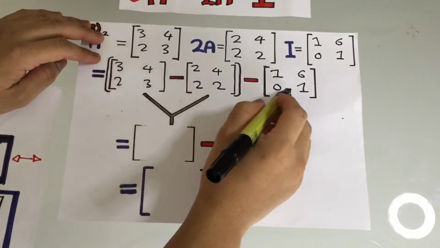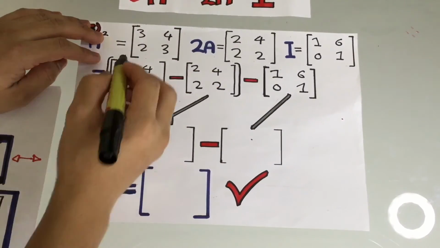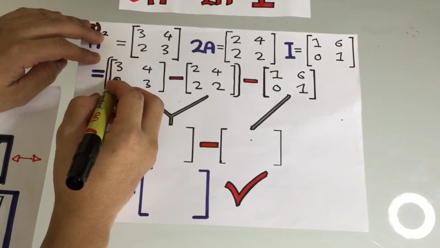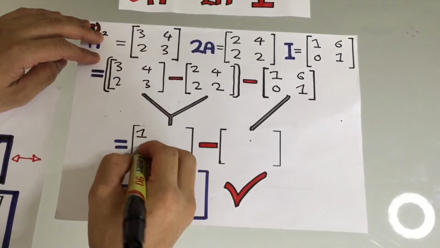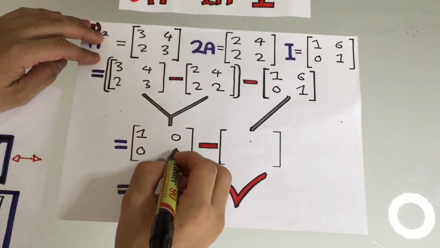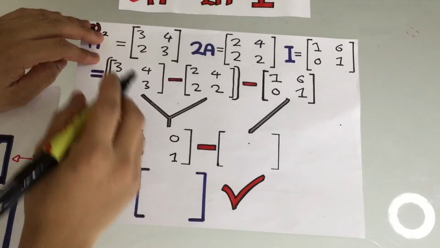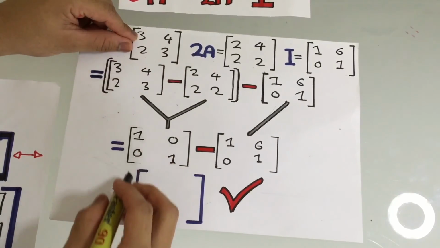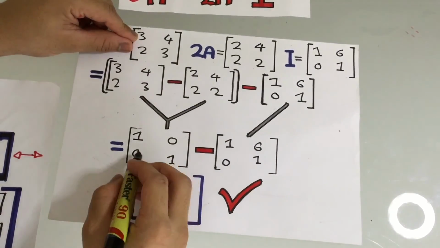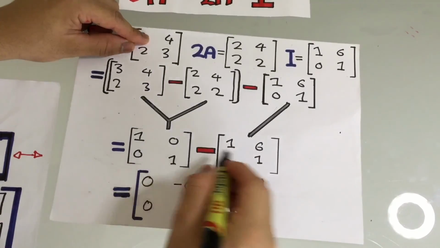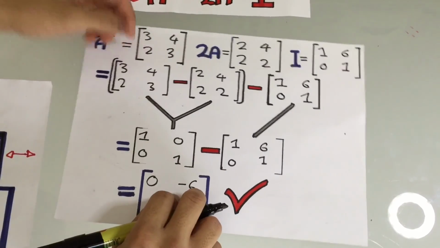Now, before we get to this part, let's subtract. It's going to be really easy. For us, it's going to be 3 minus 2 is 1 here. 2 minus 2 is 0. 4 minus 4 is 0. 3 minus 2, 1. Now that we've done this one, let's go to the next part, the last stage here. 1 minus 1, 0. 0 minus 0, 0. 0 minus 6, 1 minus 1 is 0. We have it, the answer.